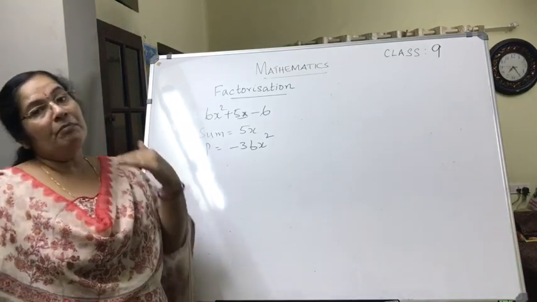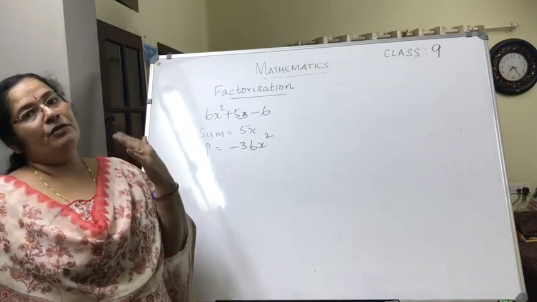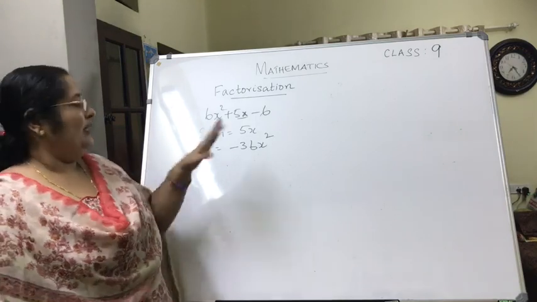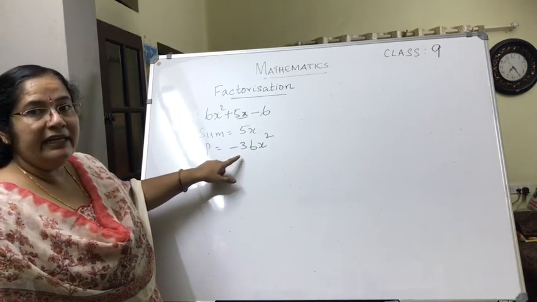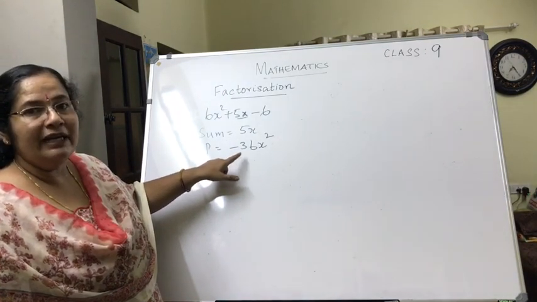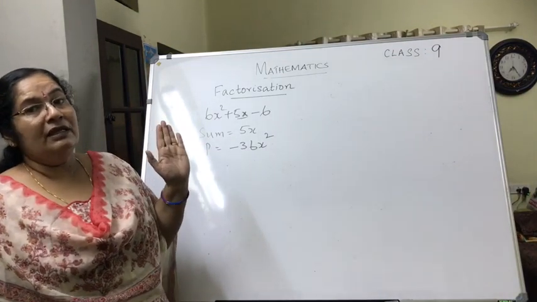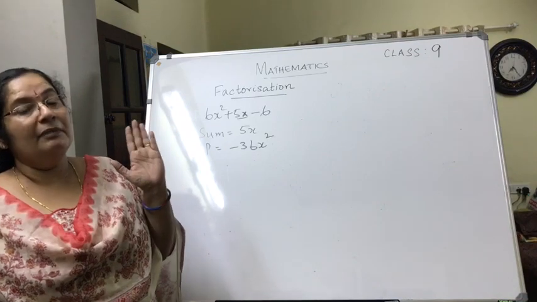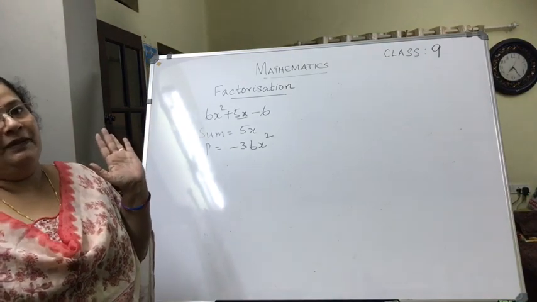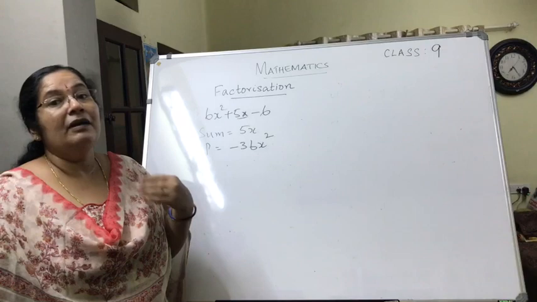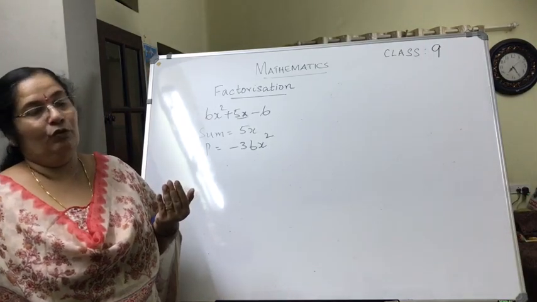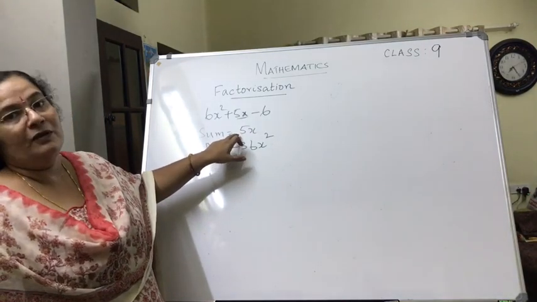Now which number should be positive, which should be negative? Because when you multiply one positive and one negative, the product will be negative. But the sum is a positive one. So which among the two should be the negative number? The smaller number will be the negative number. Why? Because here it is positive.